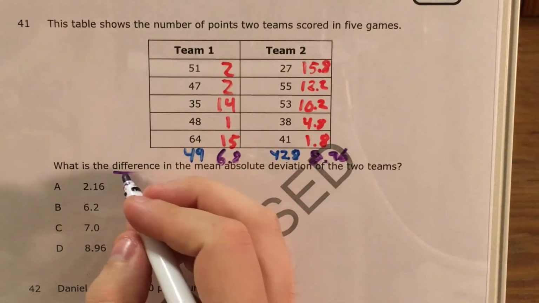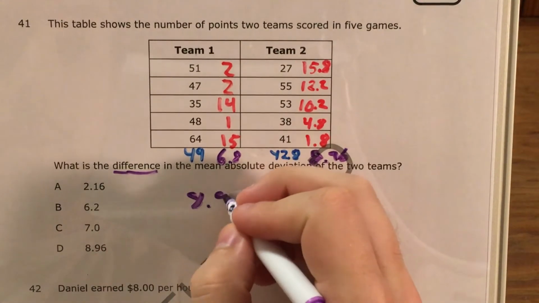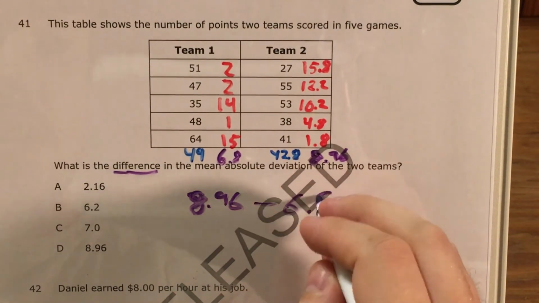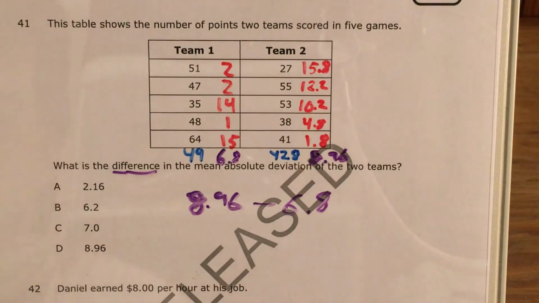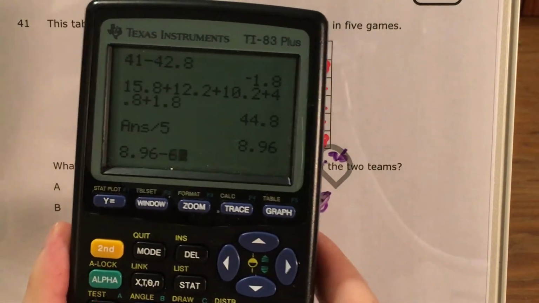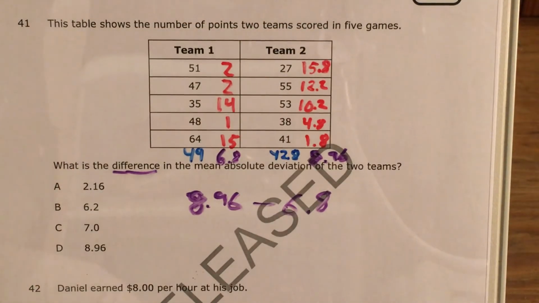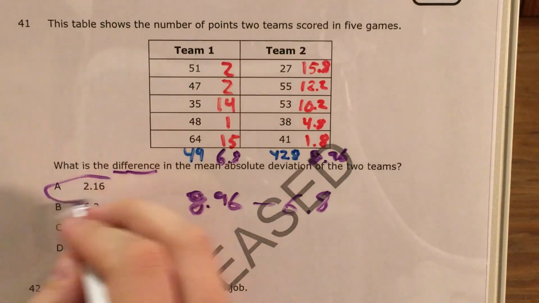And since we're trying to find the difference, I'm just going to go ahead and do 8 96/100 minus 6 8/10. To get a difference, a final answer of 2 16 hundredths.